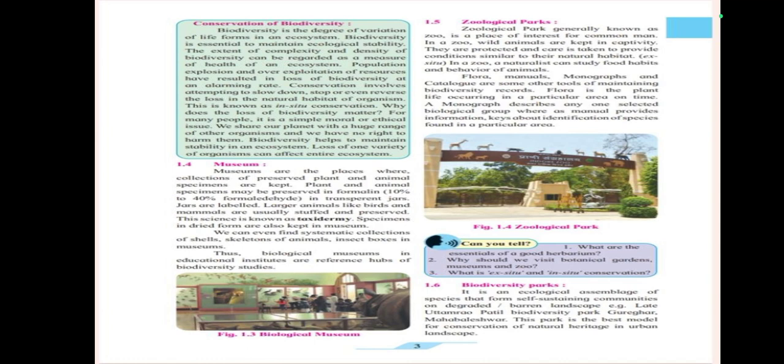Conservation of biodiversity. Biodiversity is the degree of variations of life forms in an ecosystem. Biodiversity is essential to maintain ecological stability. The extent of complexity and density of biodiversity can be regarded as a measure of health of an ecosystem. Population explosion and over exploitation of resources have resulted in loss of biodiversity at an alarming rate. Conservation involves attempting to slow down, stop, or even reverse the loss in the natural habitat of organism. This is known as in situ conservation.